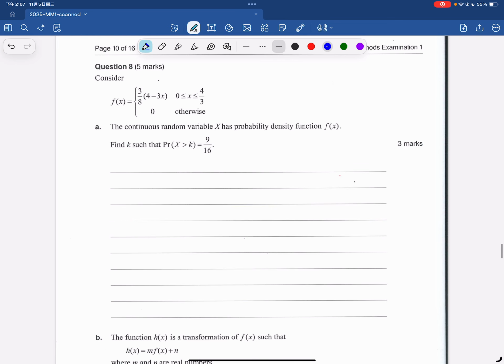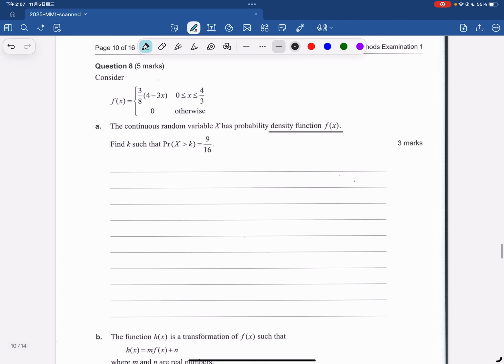Question 8. Question 8 gives you a linear function for a probability density function. Because it's a linear function, we want to find an unknown k to have the probability or area 9 over 16. X greater than k is the same as x greater than or equal to k.